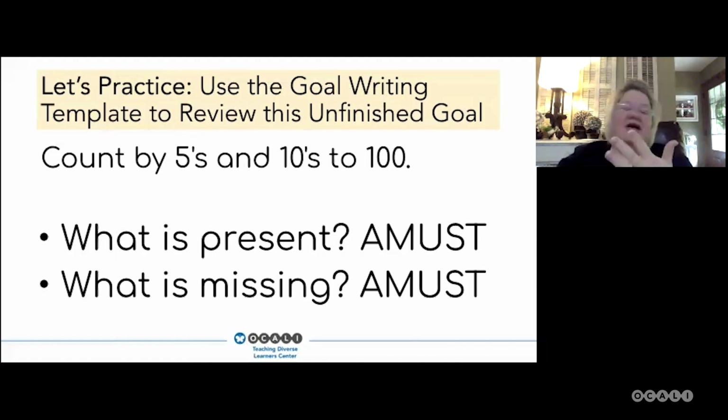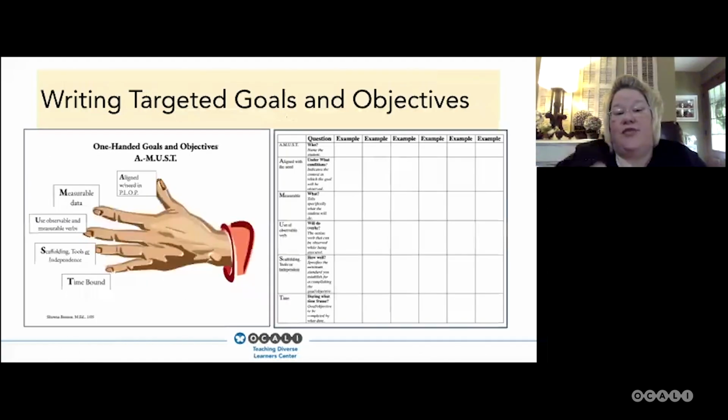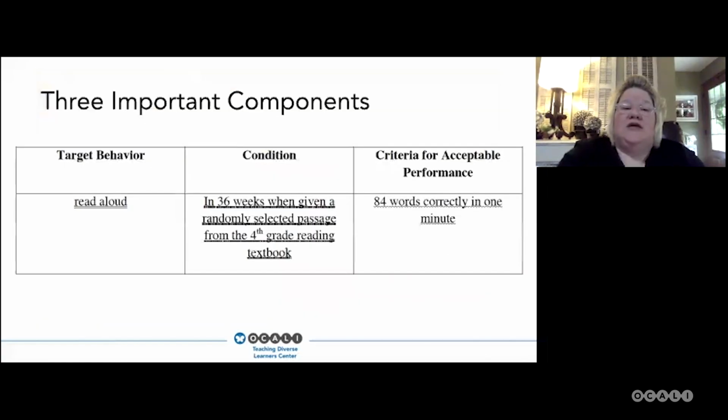So in this example, we have quite a few areas that we need to go back and revisit to make this goal whole again. And again, we could take the components that are there and put them into this template, leave the others blank and fill those in so that we eventually could write the whole goal statement in its entirety. Okay. So the three components that really help us build this whole sentence.